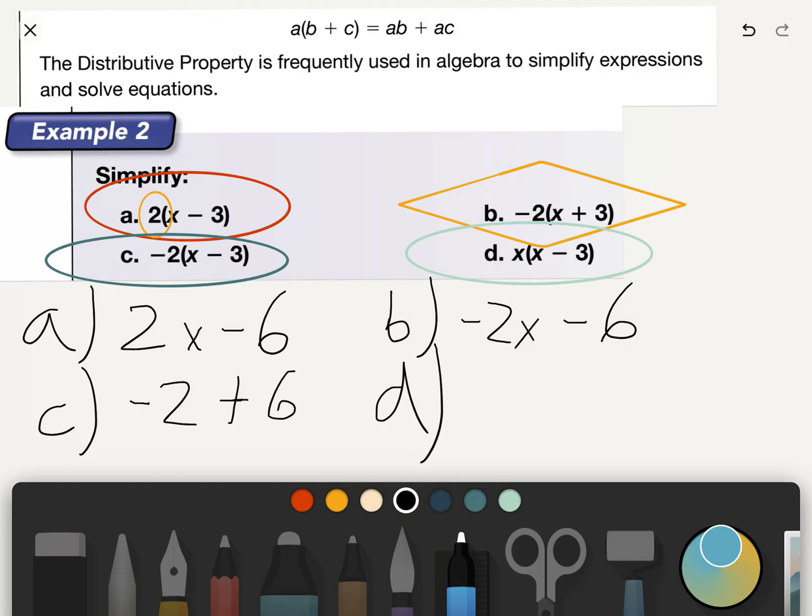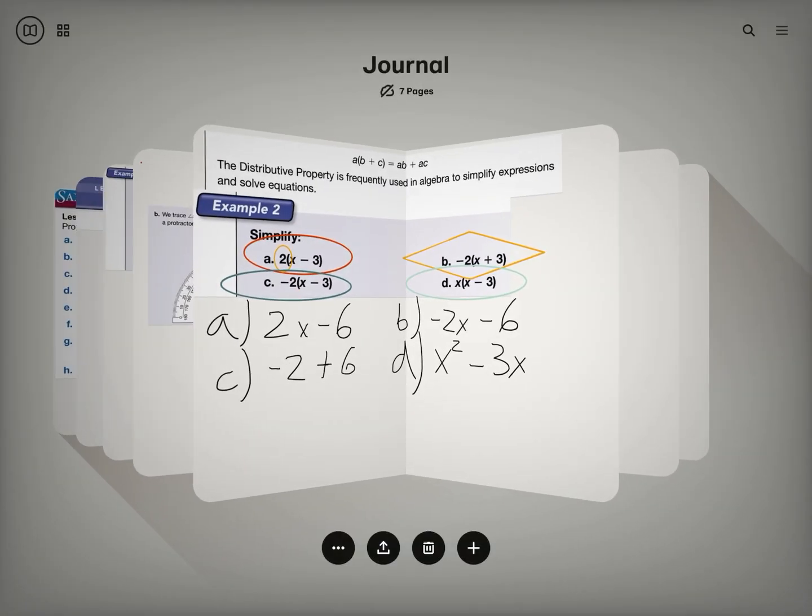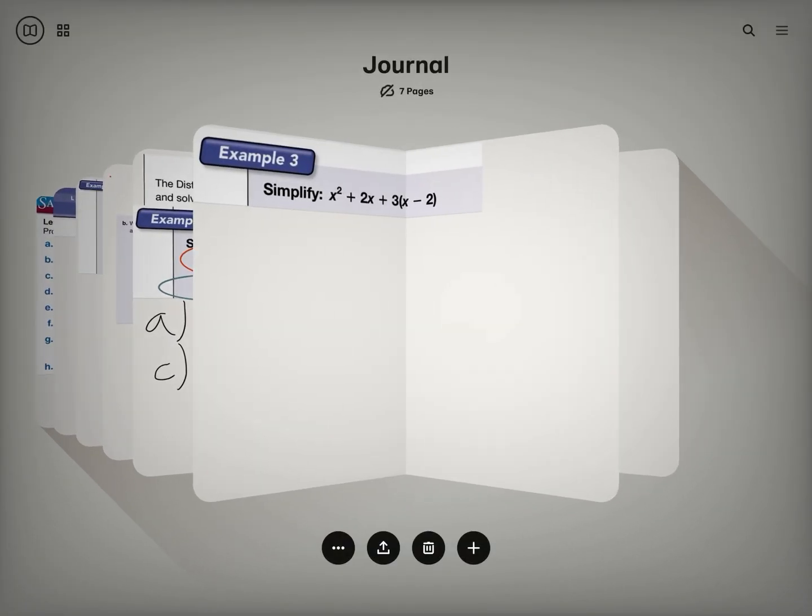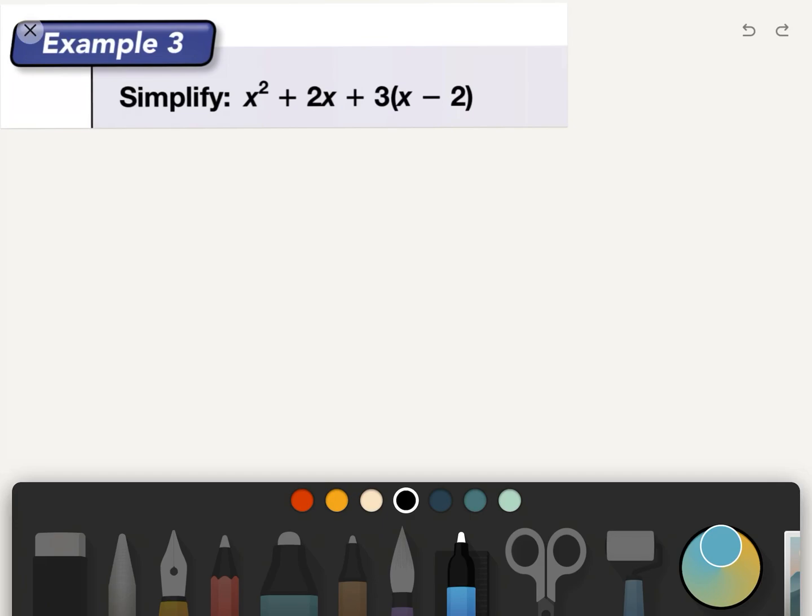Okay, well, pretty much the same thing, except now we're using a variable. So x times x is x squared. x times negative 3 is negative 3 times x. Pretty basic, right? So applying this to a larger problem still really isn't too tricky at all.